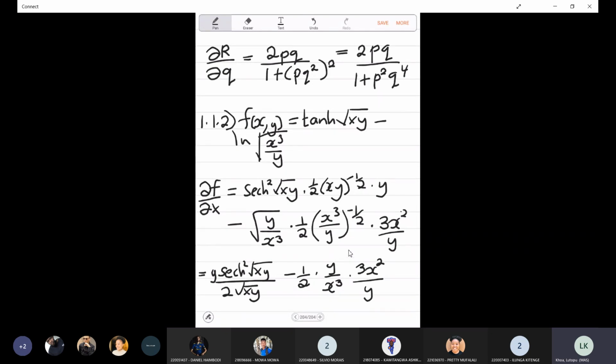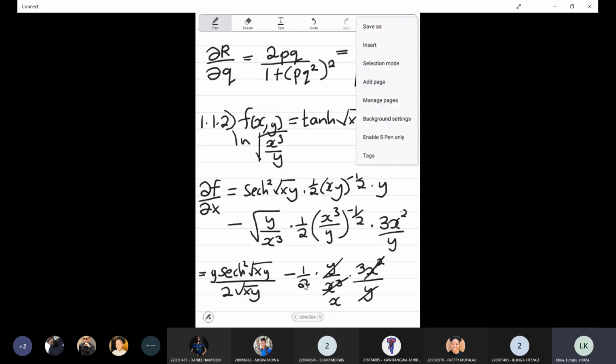The y's can cancel. There's 3 x's here. And there's 2 over there. So there will be 1 left in the denominator. Okay, and then we'll just have 3 over 2. So this x's and then that one will cancel. Okay, so now we just rewrite it nicely.